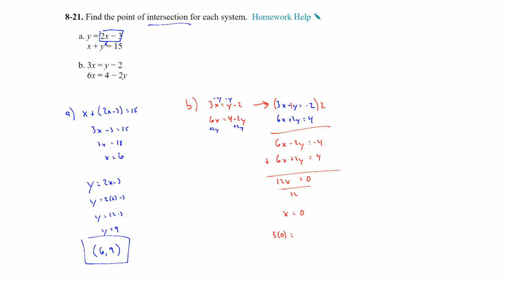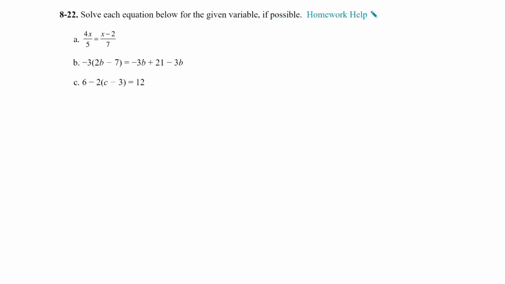3 times 0 is equal to y minus 2. That's 0 equals y minus 2, so then I can add 2 to the other side and get y is equal to 2. Once again, looking for the intersection, so that's the point 0, comma 2. Remember, if you do want to check these, you can plug them back into the original, and they should satisfy both equations. Question number 22.